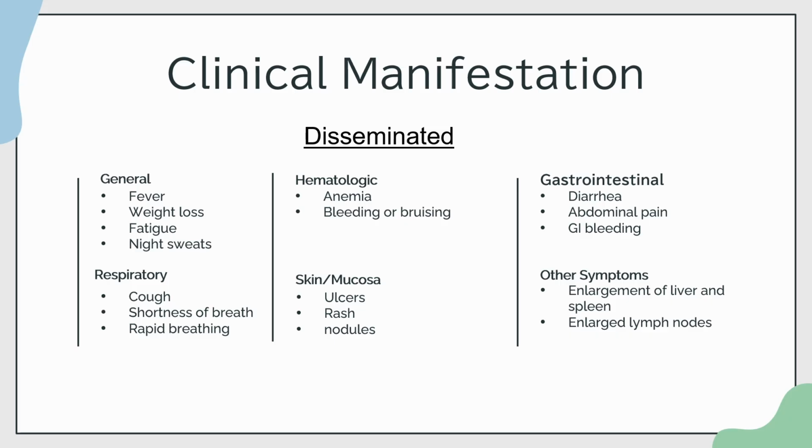It usually will invade the visceral organs, liver, spleen, pancreas, and the GI tract, causing symptoms like anemia, bleeding or bruising, ulcers, rashes, nodules, diarrhea, abdominal pain, GI bleeding, and enlargement of the liver and spleen, and enlargement of the lymph nodes. In severe cases, this can cause sepsis, multi-organ failure, and disseminated intravascular coagulation.